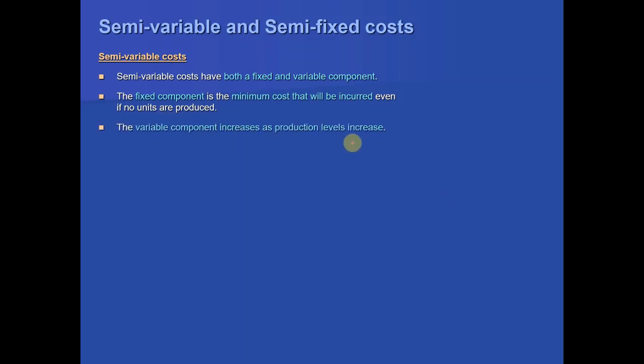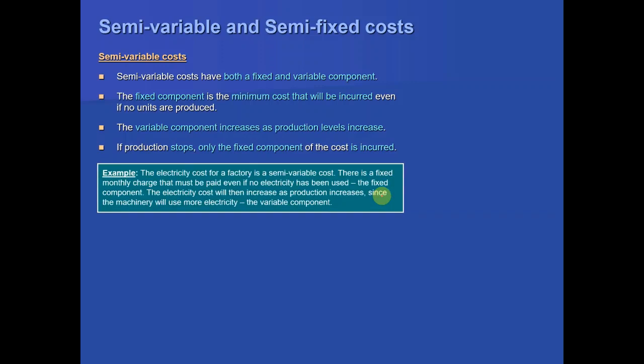Thirdly, the semi-variable costs. Semi-variable costs have both a fixed and a variable component. The fixed component is the minimum cost that will be incurred, even if no units are produced. The variable component increases as production levels increase. If production stops, only the fixed component of the cost is incurred. An example is the electricity cost for a factory.